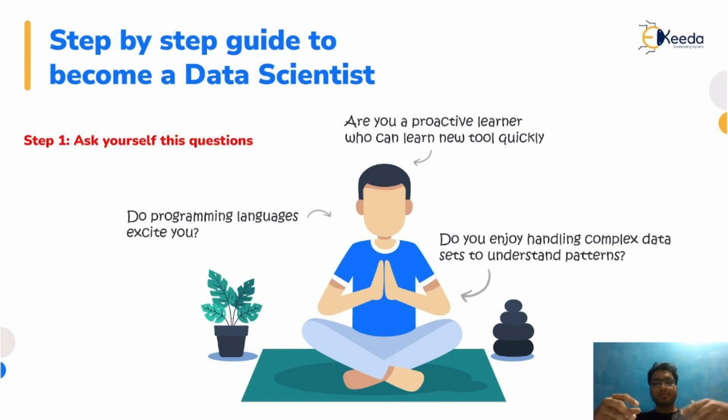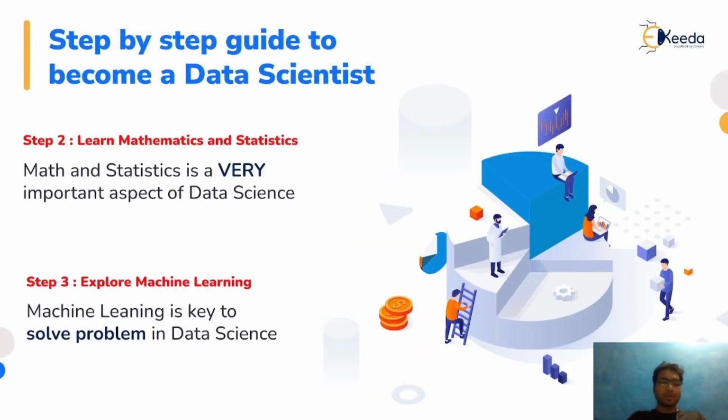If you see that you like all these things, then definitely data science is a path for you, and you should opt for it, because we have seen that data scientist jobs and the data science field itself will grow over the years. I would suggest that you please ask yourself these questions and try to find some answers. I hope mostly you will say that you like these things. Let's see what the second step is. The second step is to learn mathematics and statistics.